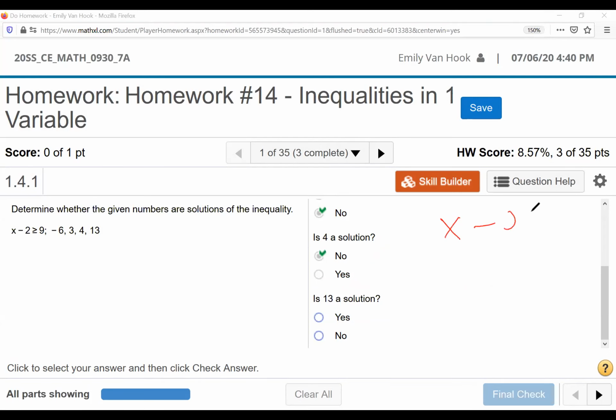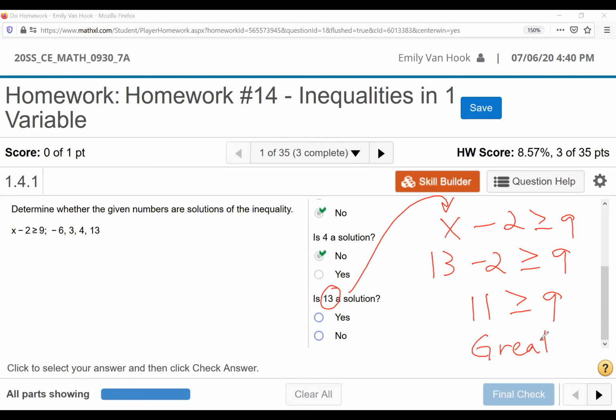X minus 2 is greater than or equal to 9. Okay, so replacing x with 13: 13 minus 2 is greater than or equal to 9. 13 minus 2 is 11. Yes, 11 is greater than or equal to 9. It's not equal to 9, but it is greater than 9. So this one, we would say yes.